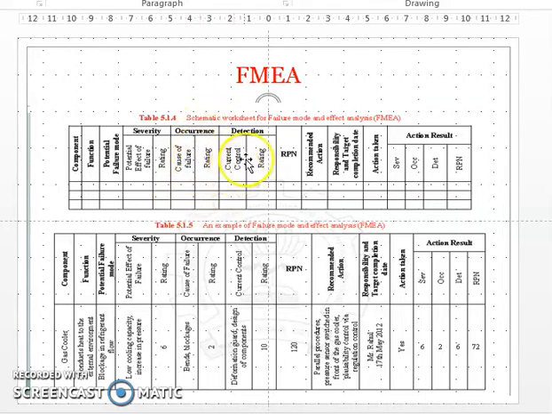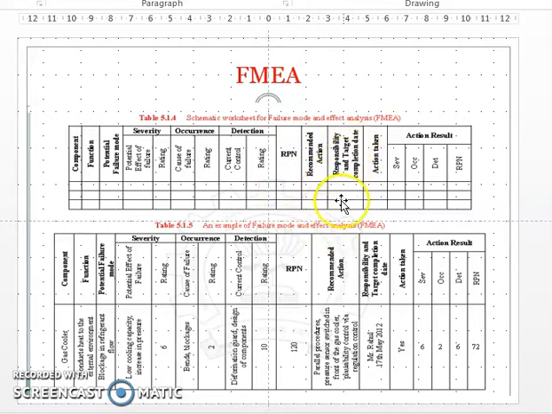Then the current condition, or we can say detection, and its rating. And once you have calculated the severity rating, occurrence rating, and detection rating, you will be able to calculate the RPN. This will be the 7th step. After that, in the 8th step, you have to make an action plan.